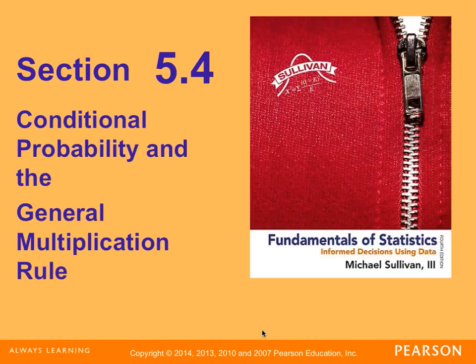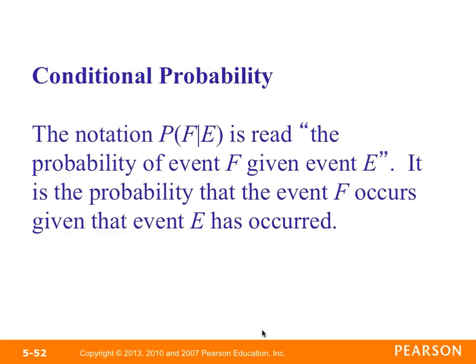Okay, section 5.4 deals with conditional probability and a general multiplication rule. So let's look at this notation here. The notation is the probability of F given E. You read the vertical line as the word "given." So the probability of event F given E is just the probability that event F is going to occur given that event E has already occurred. So it's like you already know the future. You know event E has occurred. Now what's the probability of event F occurring?